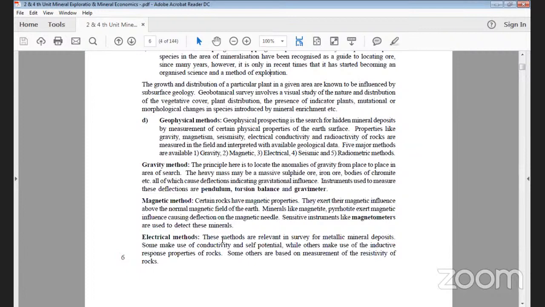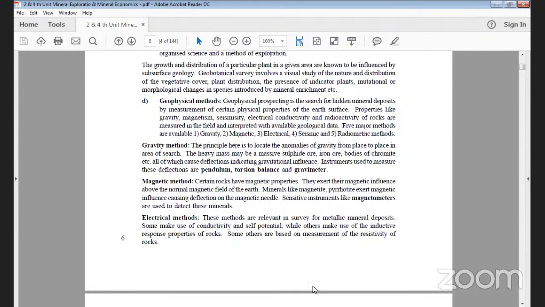In geophysical prospecting, it is a search for hidden mineral deposits by measuring certain physical properties of the Earth's surface. Those properties we see using gravity, magnetism, seismicity, and the activity of different rocks. And all these we apply and can interpret with available geological data. There are 5 major methods available. One is gravity, second is magnetic, third is electrical, fourth is seismic, and the fifth is the radiometric method.